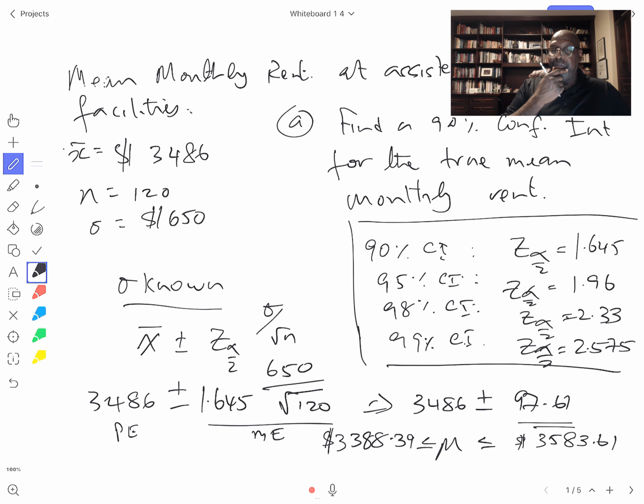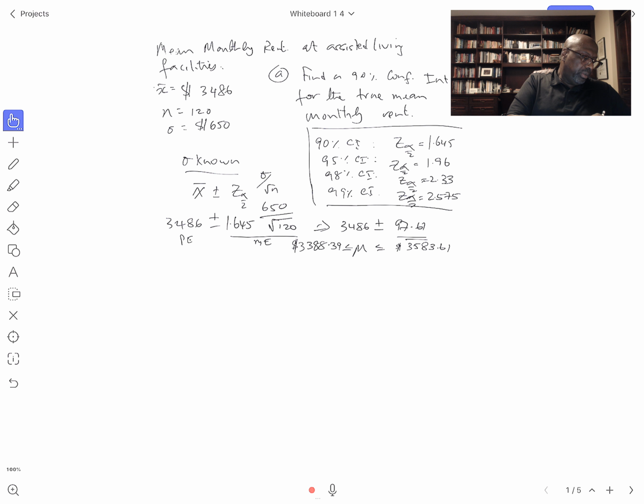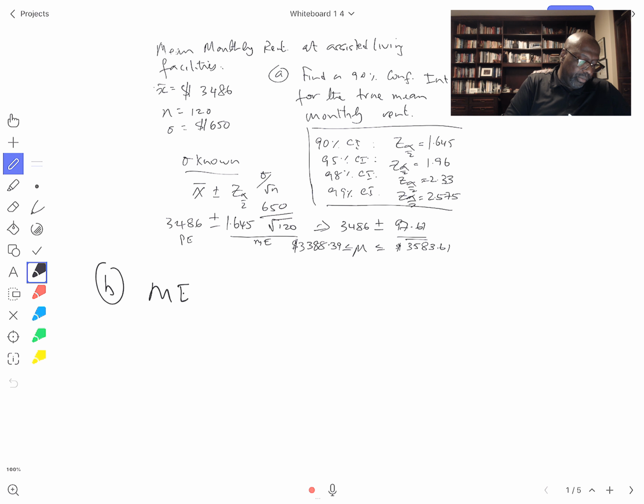Now, what if we wanted to find a sample size that would give us a margin of error of $50 instead of the 97? We see 97 is a bit large. Can we narrow that down to be within $50 of the actual mean? So in that case, we would need to see the following. Now our margin of error would be equal to $50. And so 50 is equal to z alpha over 2 times sigma over the square root of n.